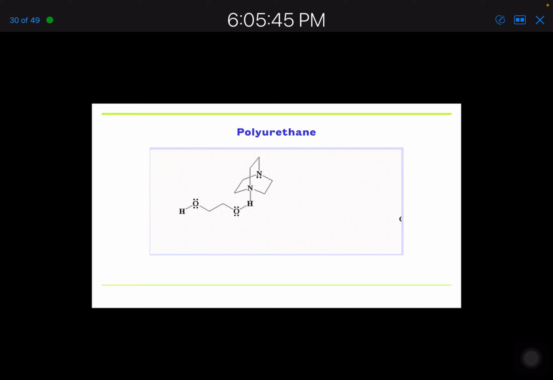We have the isocyanate. It has the aromatics, but the important thing is this NCO here. That's the important one, the isocyanate. And it will react with the functional groups that have the alcohols.